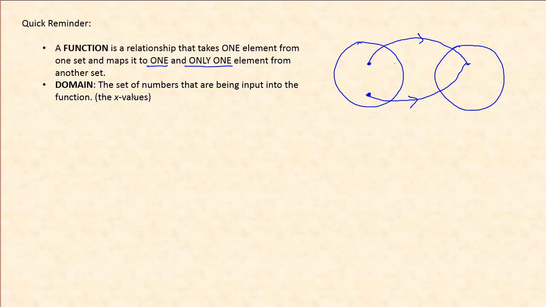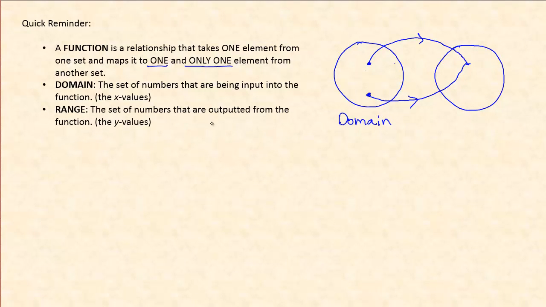The domain is the set of numbers that are being input into the function. So those are the x values. So here, this set would be the domain, and then the range is the set of numbers that are outputted from the function. So those are the y values. So here, this is the range.